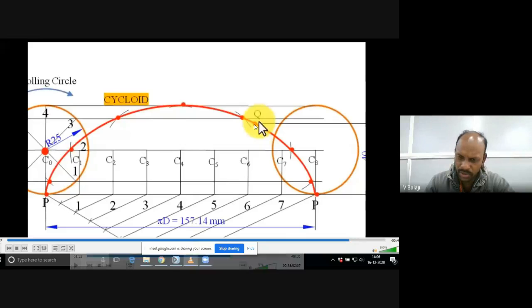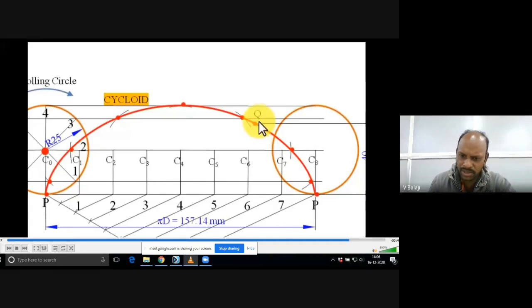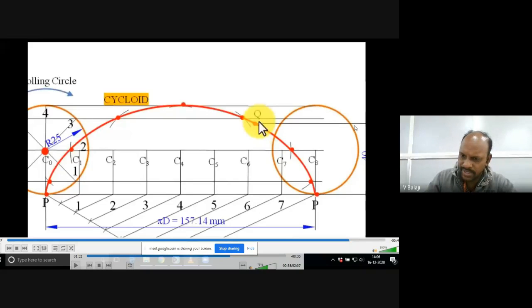So at that point we need to draw normal and tangent. Sometimes they don't mention the height anywhere on the cycloidal curve. They will simply say draw normal and tangent. But here it is specifically mentioned 40 mm height. So you draw a 40 mm height horizontal line that will meet the cycloid somewhere. That is the given point Q. Now how to draw normal and tangent at that point? That is our question.